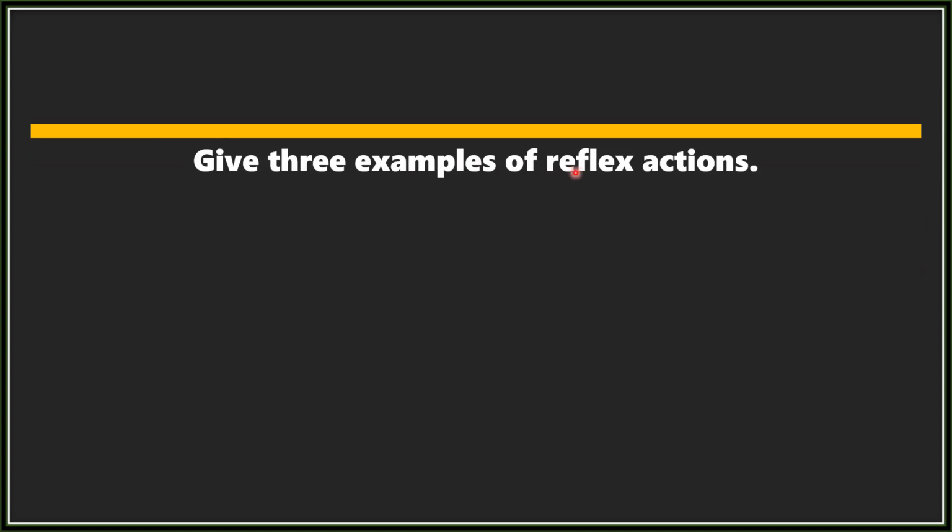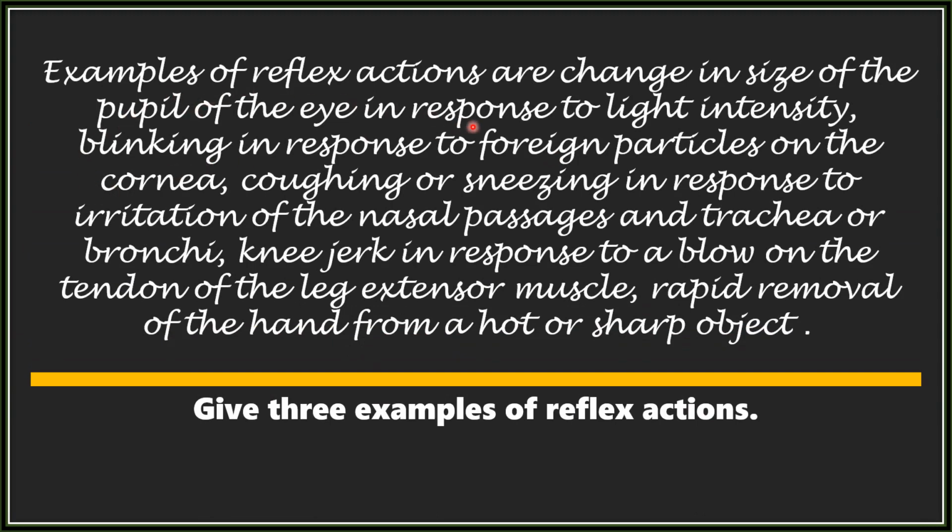Give 3 examples of reflex actions. Examples of reflex actions are change in size of the pupil of the eye in response to light intensity, blinking in response to foreign particles on the cornea, coughing or sneezing in response to irritation of the nasal passage and trachea or bronchi, knee jerk in response to a blow on the tendon of the leg extensor muscle, rapid removal of the hand from a hot or sharp object.